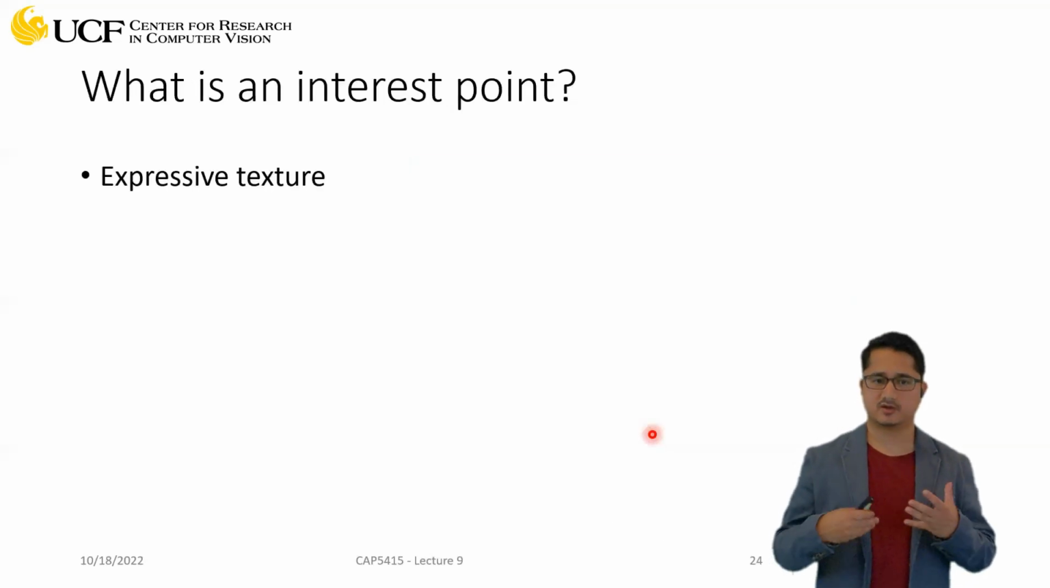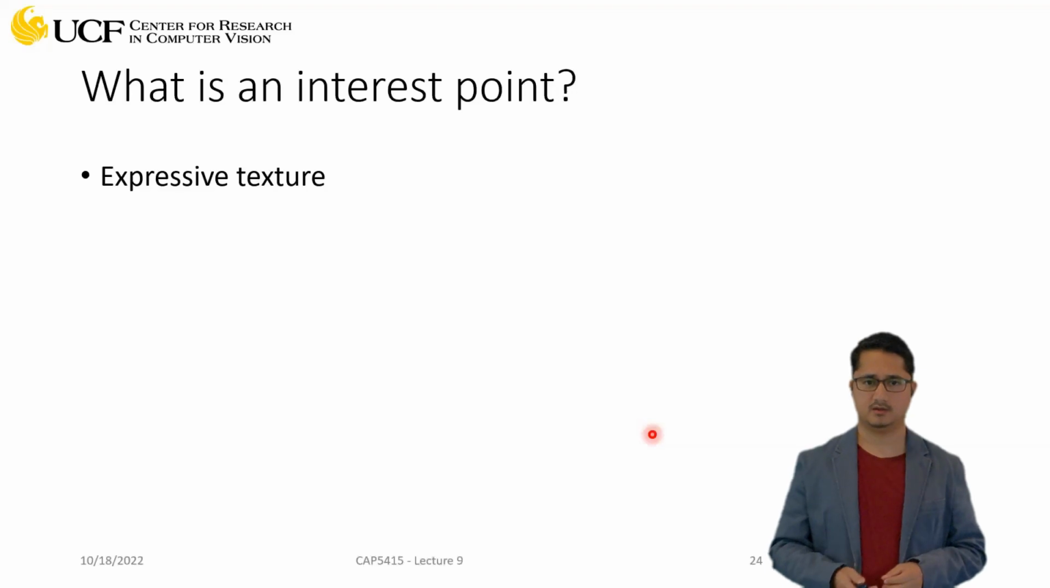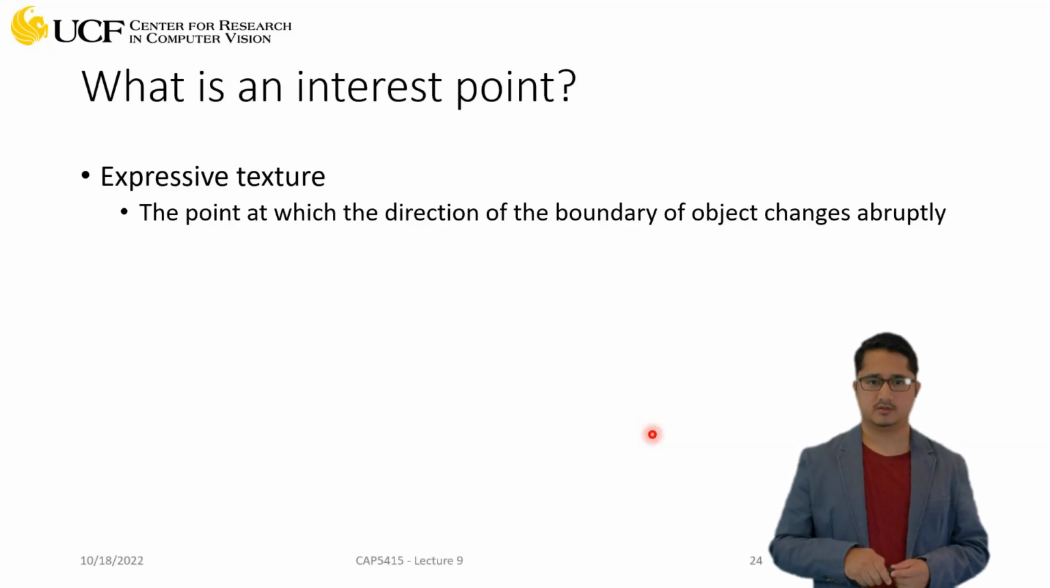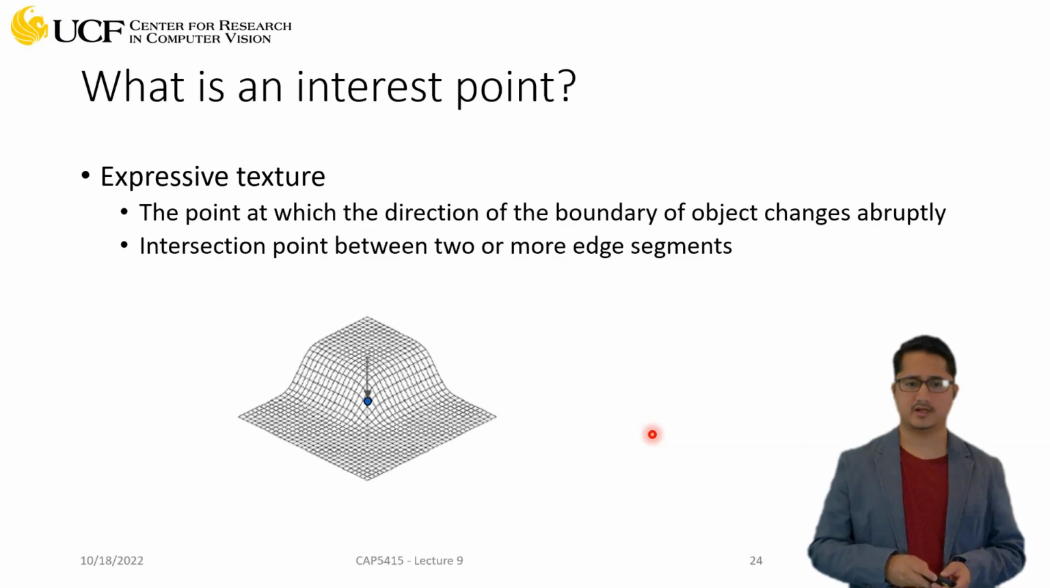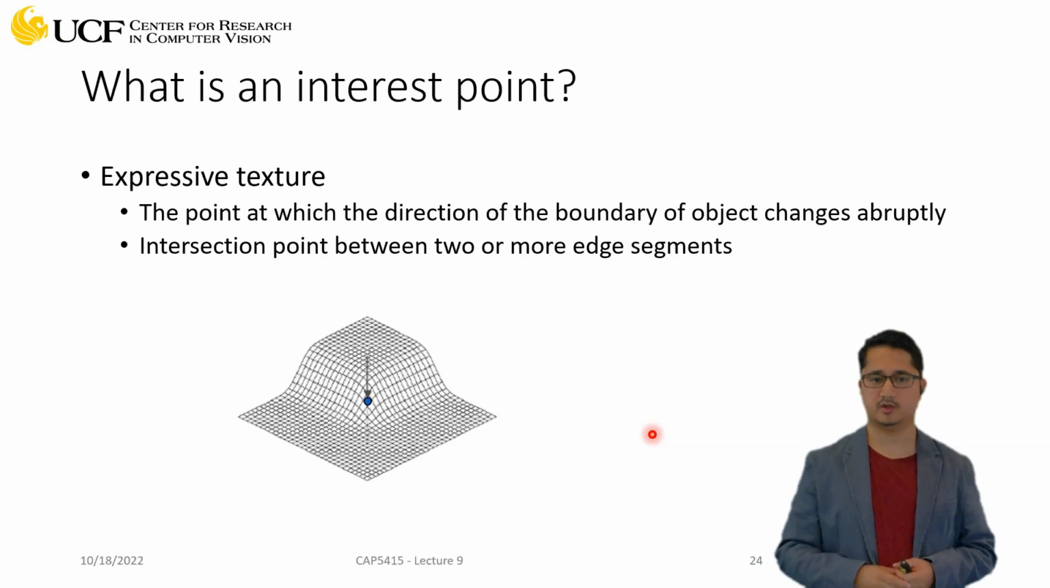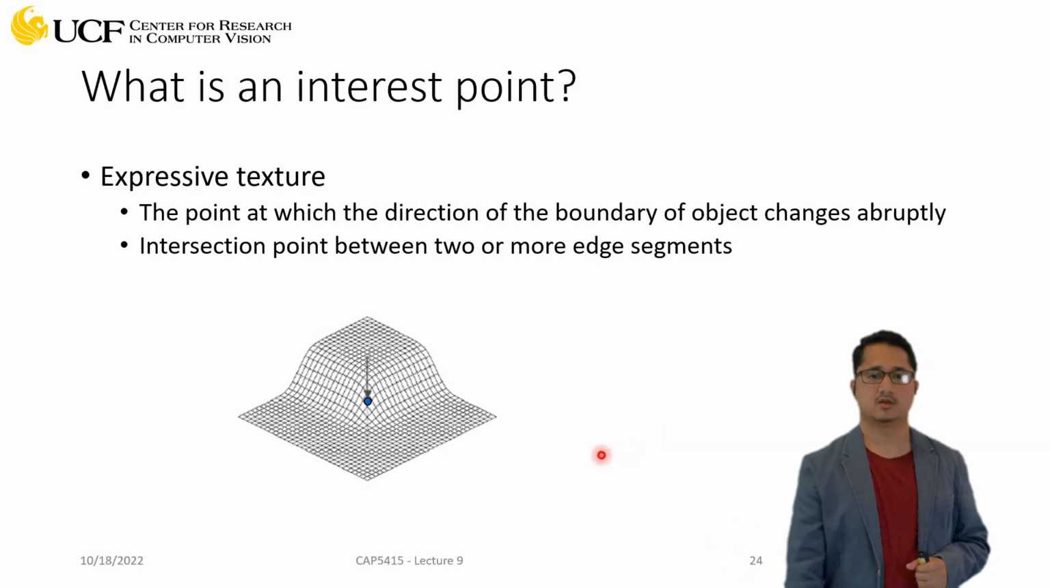So now let's describe what these interest points are. It will have some properties. For example, it should have some kind of unique texture. Again, it's arguable what an interest point is, and there are a lot of different variations. We'll just try to cover some of those.